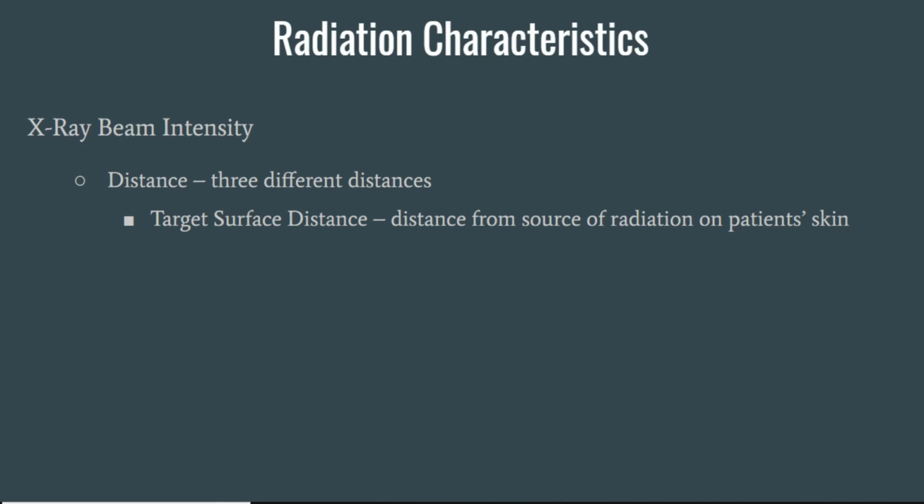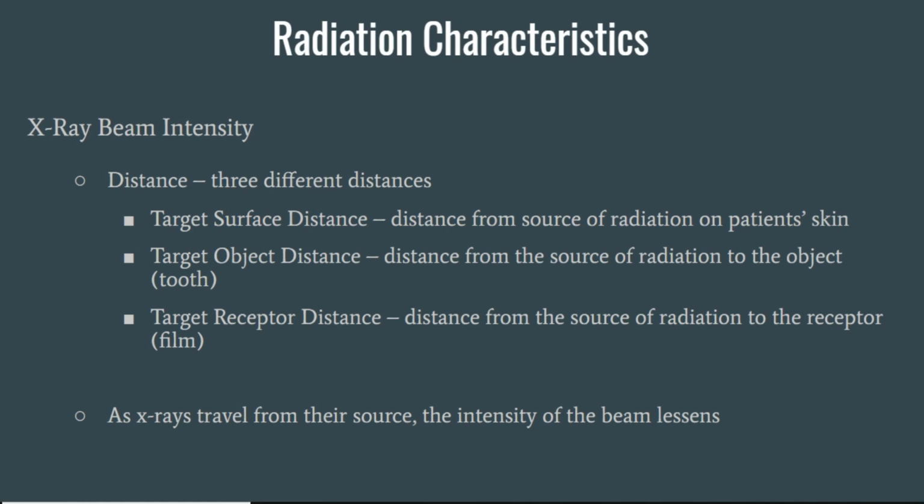This is the distance from the source of radiation, so inside that glass tube, the tungsten filament to the tungsten target, and then out the tube head. This is the distance from the source of radiation to the patient's skin. Furthermore, as the X-rays travel from the source, the intensity of the beam lessens.